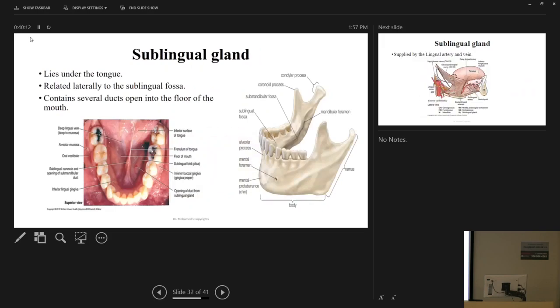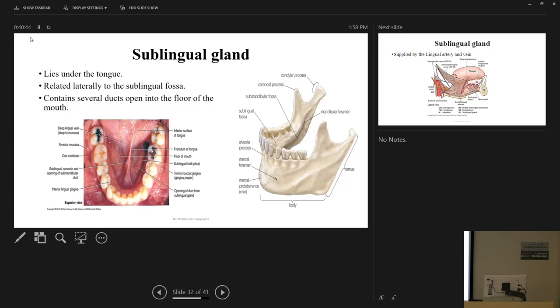Sublingual gland. Now we moved from the submandibular to the sublingual salivary gland. Before talking about it, I would like to clarify one concept here. This is your mandible, and in the mandible we have this line. Anybody can tell me what line this is? What is the name of this line? It gives origin to one muscle. That's the mylohyoid line.